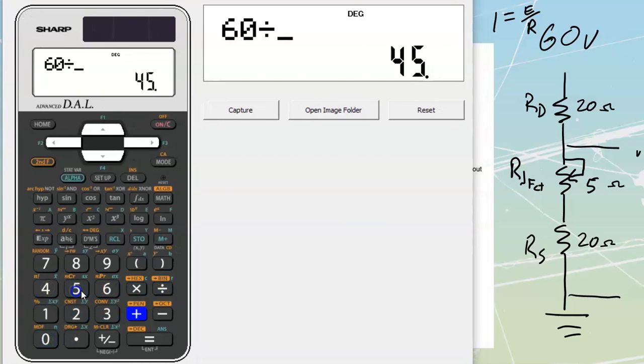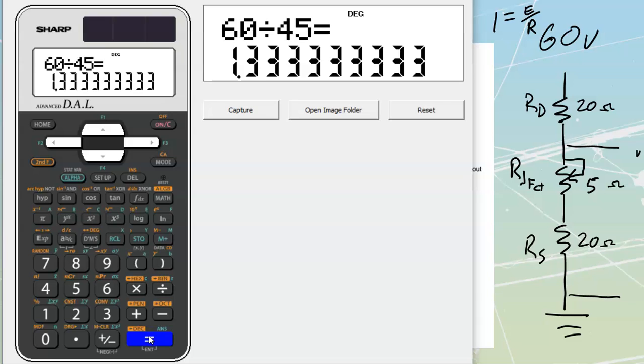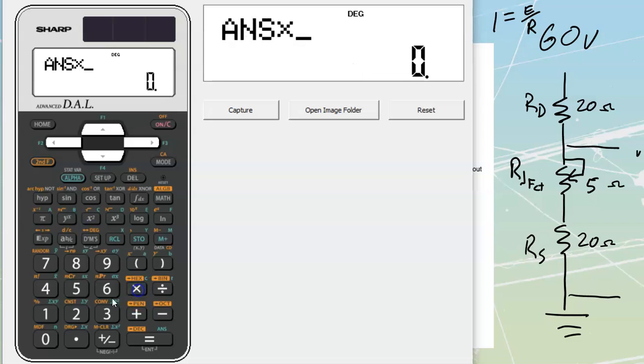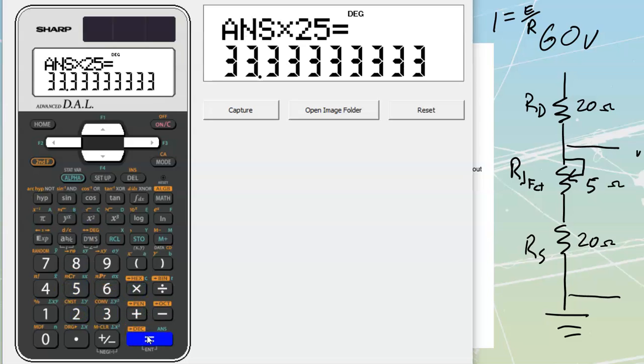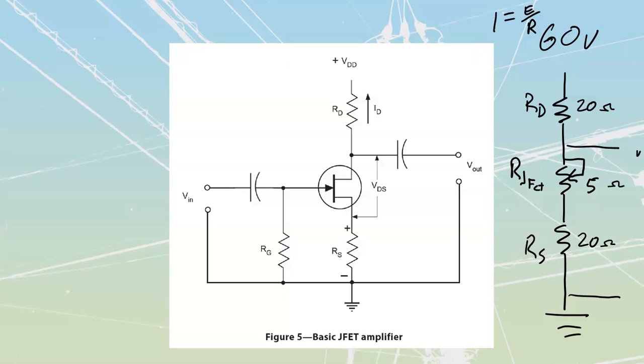60 divided by 45 gets me to 1.3 amps of current that I'm going to have traveling through from top to bottom. Over here I say I've got 25 ohms. So if I take that 1.3 and multiply it by the 25 ohms of the JFET combined with my source, I come out to a value of 33.3 volts at that top over here. So 33 volts that we would have over here.